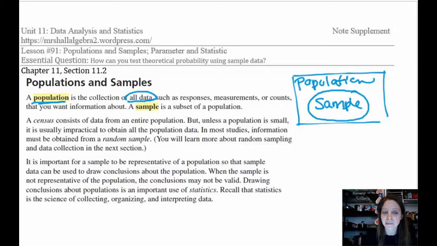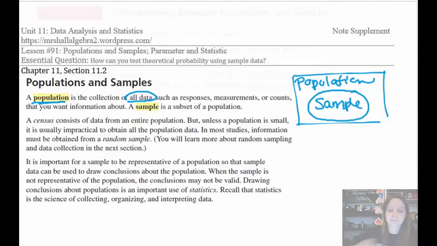It is important for a sample to be representative of a population so that sample data can be used to draw conclusions about the population. When the sample is not representative of the population, the conclusions may not be valid. Drawing conclusions about populations is an important use of statistics. Recall that statistics is the science of collecting, organizing, and interpreting data.